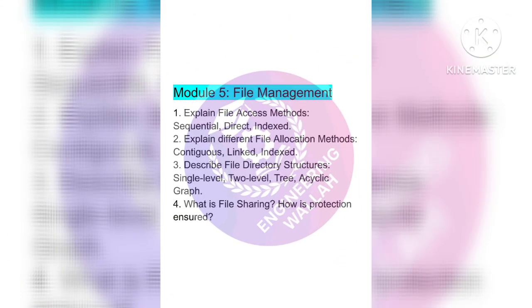Module 5, File Management. 1. File access methods. Learn how files are accessed sequentially, directly, or using an index. 2. File allocation methods. We'll compare contiguous, linked, and indexed allocation methods. 3. Directory structures. Understand single-level, two-level, tree, and acyclic graph structures. 4. File sharing and protection. We'll explain how operating systems control access and permissions for shared files.